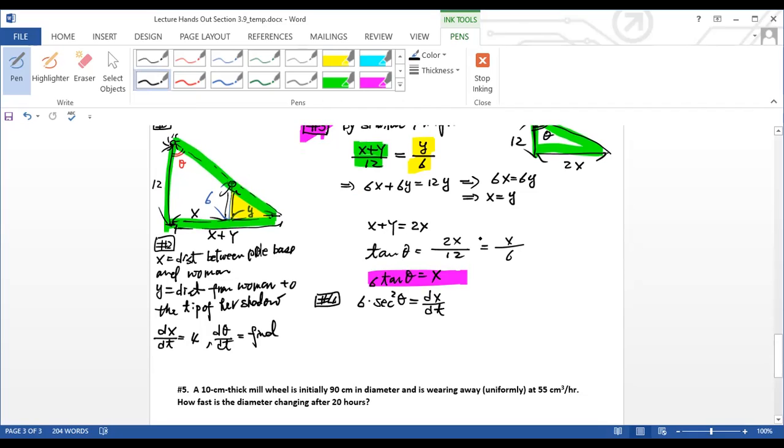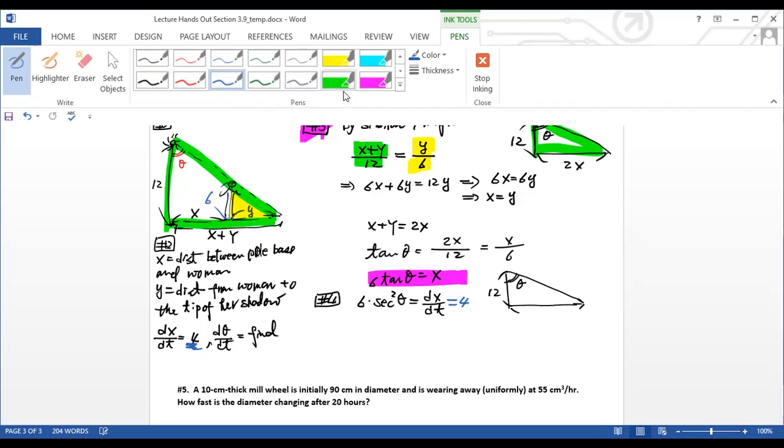Now let's take a look here. Let's go back to these triangles. We want to find d theta/dt, right? This is my angle theta, and this is 12 here. We know dx/dt is 4, because they move away, so this is given. This is 4 here.